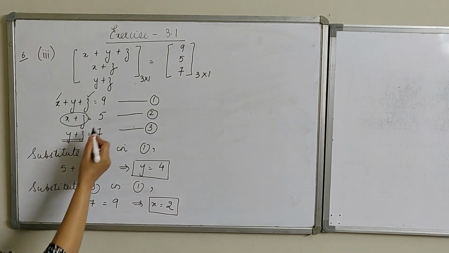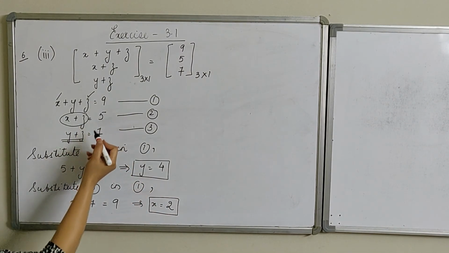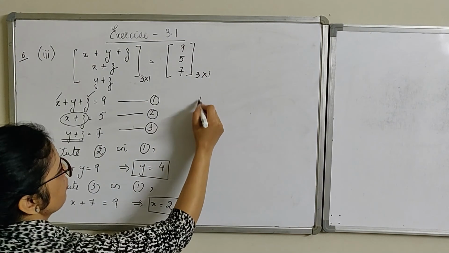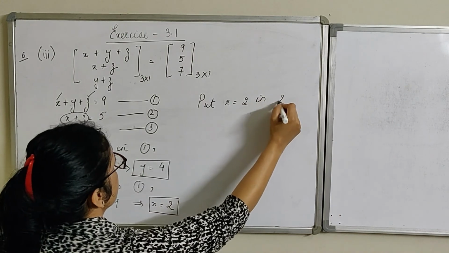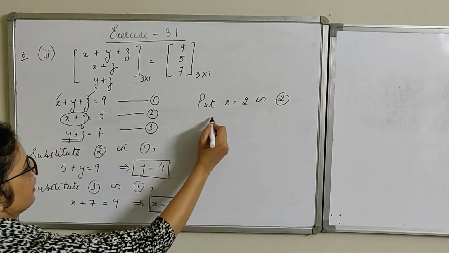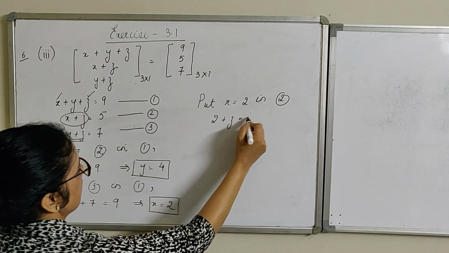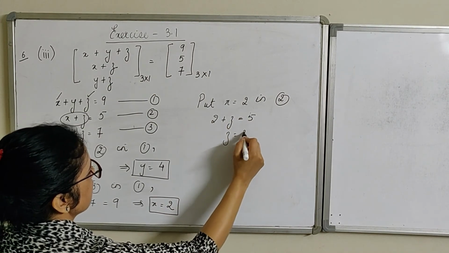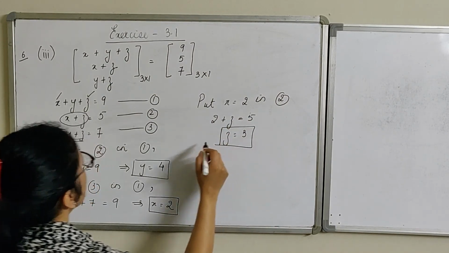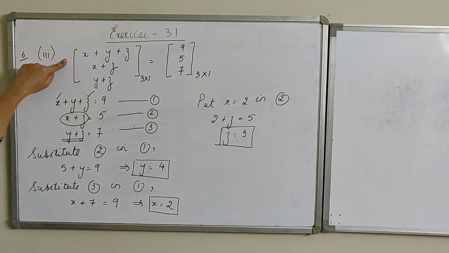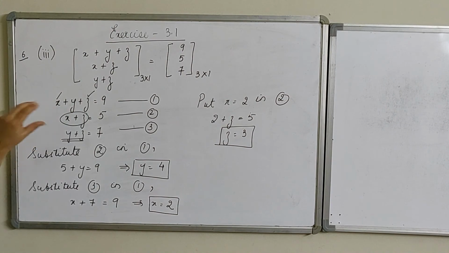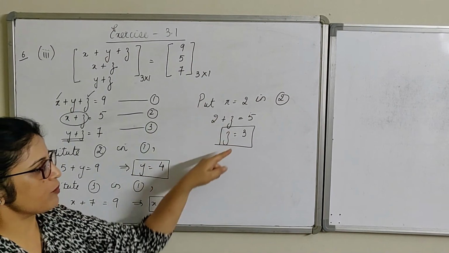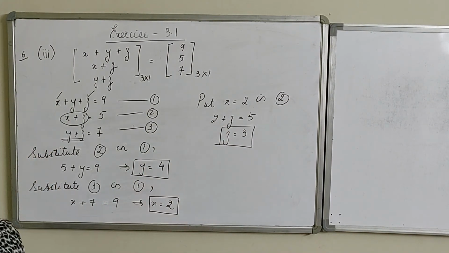We have to find out z, so either substitute value in second equation or in third equation. So suppose we are putting value of x in the second equation, and according to second equation 2 plus z is 5, and hence z is equal to 3. So we have compared the 2 matrices, we have compared the corresponding elements, we get 3 linear equations, and solving these linear equations by the substitution method, we are able to find out values of x, y and z.